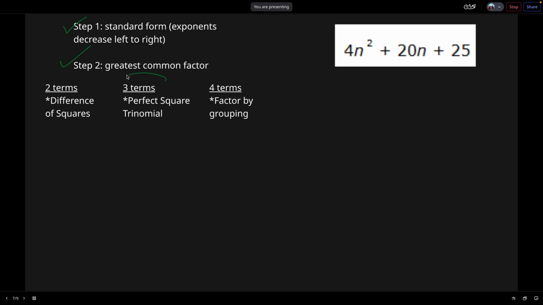Now for this one, there are 3 terms, and today we're going to be talking about perfect square trinomials. A perfect square trinomial, okay, we've already learned about perfect squares. We just talked about those, right? 1, 4, 9, 16, 25. So here I have a perfect square and a perfect square on either side. And the other part of a perfect square trinomial is, so I know this is going to split. This is like 2n times 2n. This is like 5 times 5.